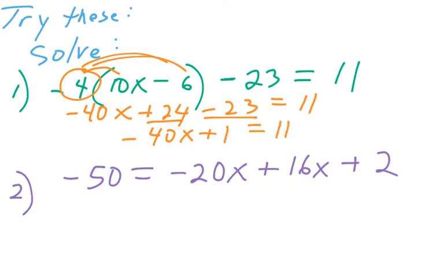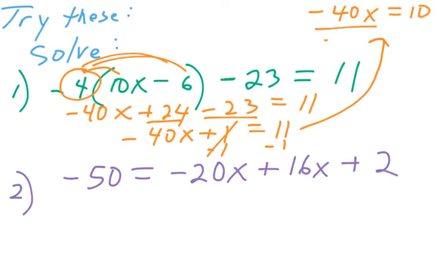Okay? And now we have a two-step equation left. I might have to finish up here because I'm out of space. We'll subtract 1 from both sides. So we get negative 40x equals 10. Last step is divide by negative 40.